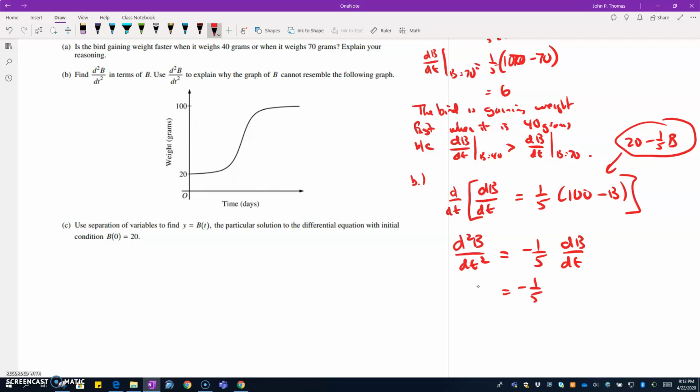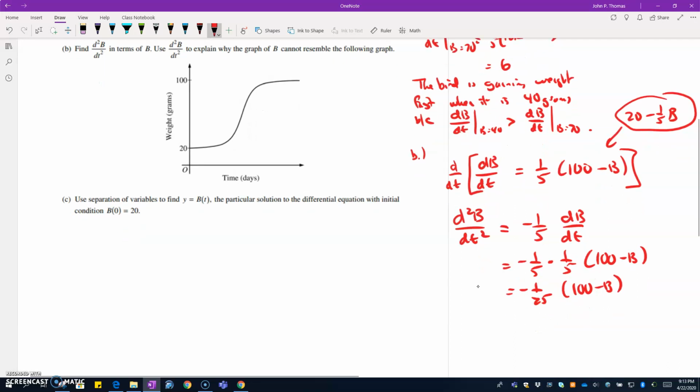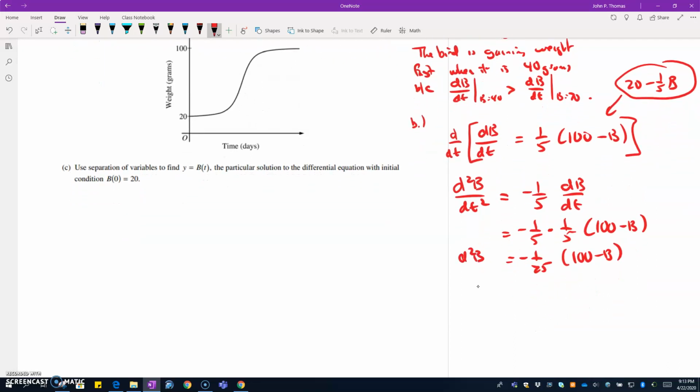That's negative 1/5 times 1/5 times (100 minus b), which is negative 1/25 times (100 minus b). So that is our second derivative. That takes care of the first component.